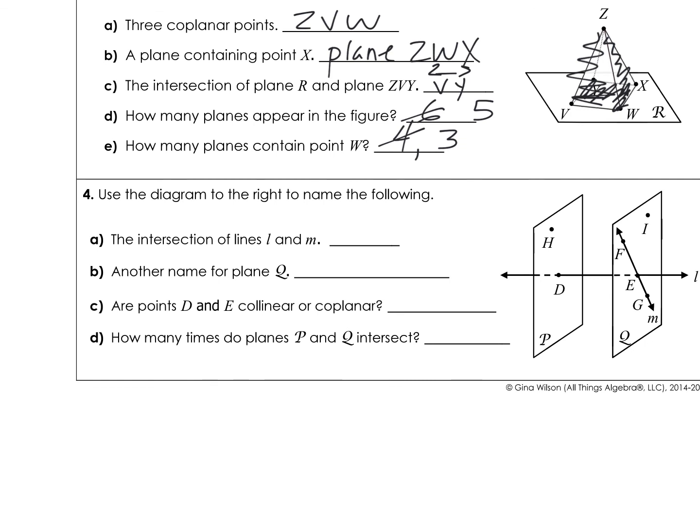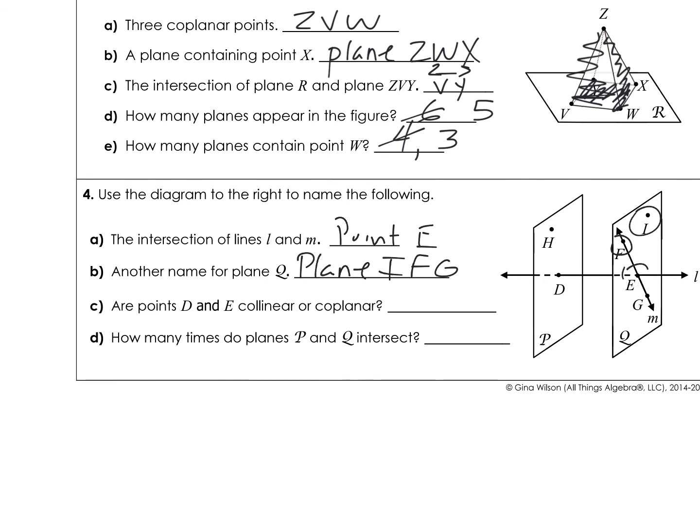All right, number 4, use the diagram to the right to name the following. The intersections of line L and M. Well, remember, lines intersect at a point. Line L and line M intersect at point E. Okay. Another name for plane Q. Well, you need 3 non-collinear points to name a plane, so that could be IFG. We could say plane IFG.